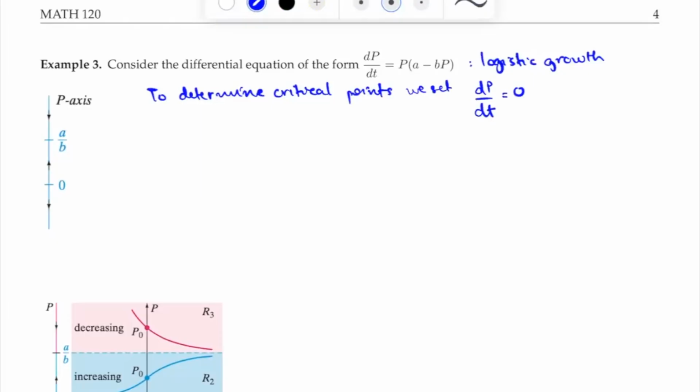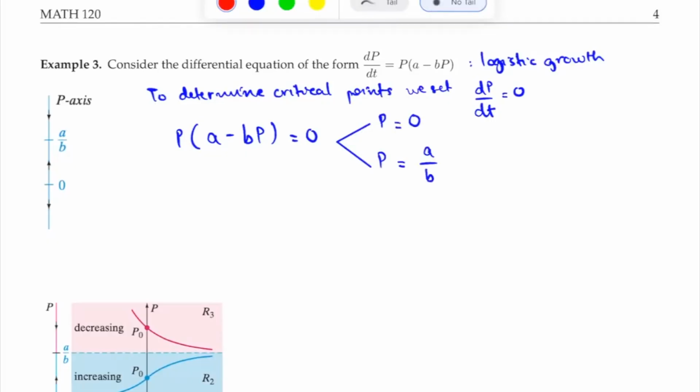So that is, you have P times (A minus BP) equal to 0. Therefore, you're going to have two critical numbers, so two critical points. One is P equal to 0, and the other is P equal to A over B. Now, again, I'm talking about logistic growth. That means something related to populations. You get two critical numbers or two critical points.